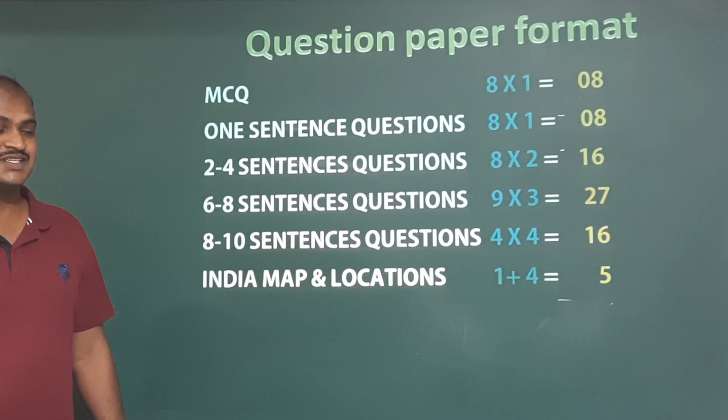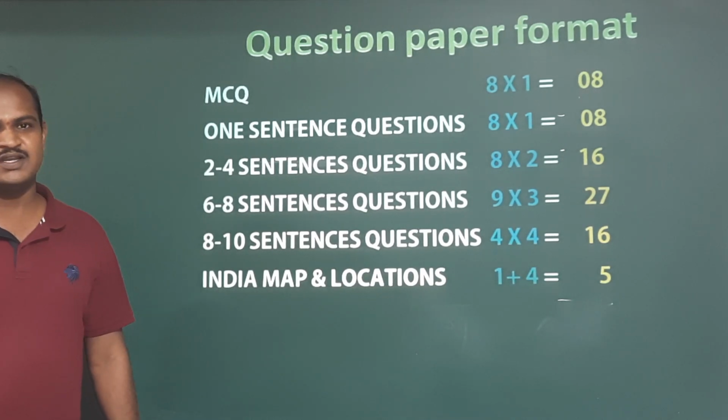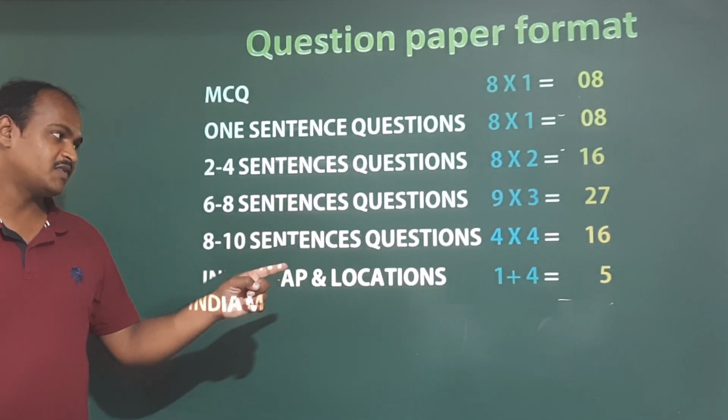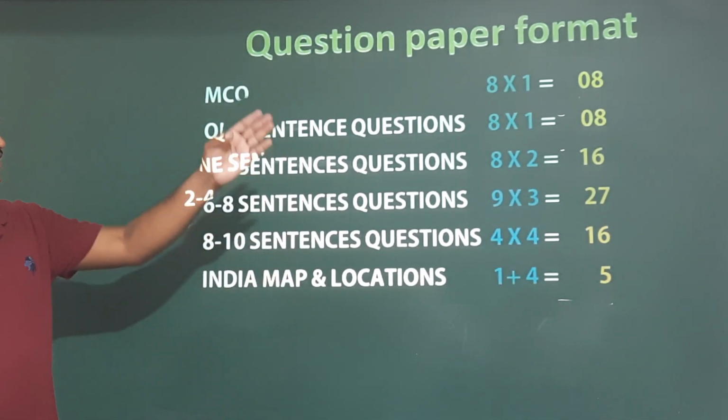So 4 into 4 is 16 marks. And 1 mark for the India map and 4 marks for marking the locations, so total 1 plus 4 is equal to 5. Let's count again one more time.